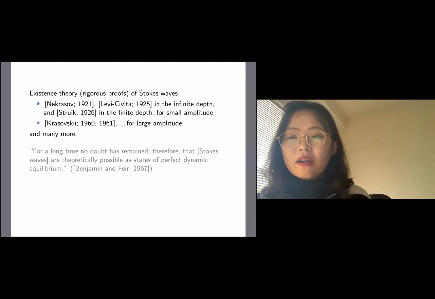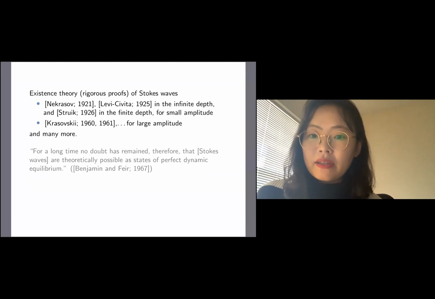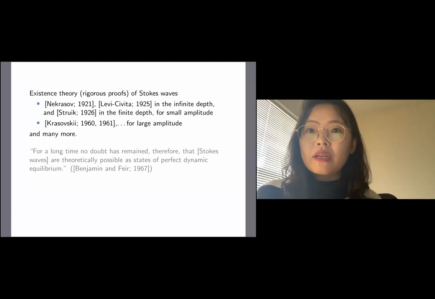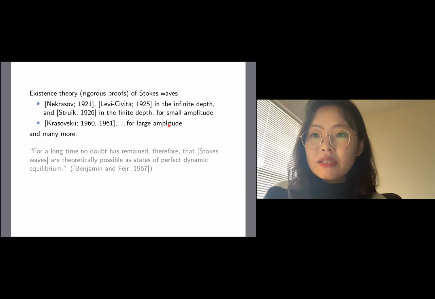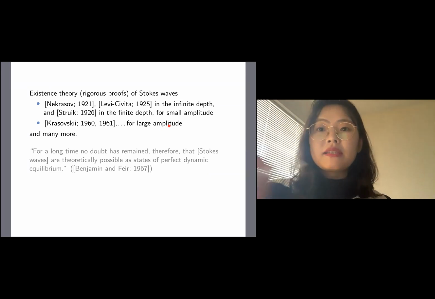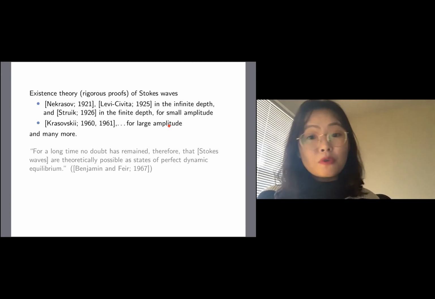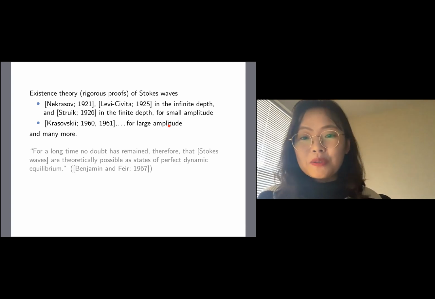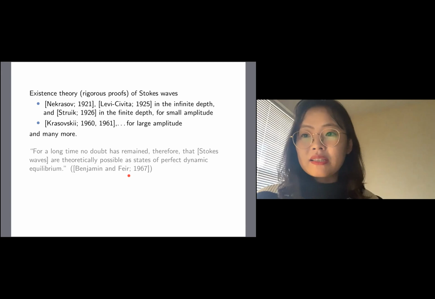The existence of Stokes waves was treated rigorously in the 20s by Nekrasov and independently Levi-Civita in infinite depth and by Struik in finite depth, but all for small amplitude. Large amplitude theory began in the early 60s by Krasovsky and many others. And now this subject is in full swing. And I have no time for its very long and rich history. So I'm going to conclude this slide by quoting this famous paper by Benjamin-Feir in 1967.